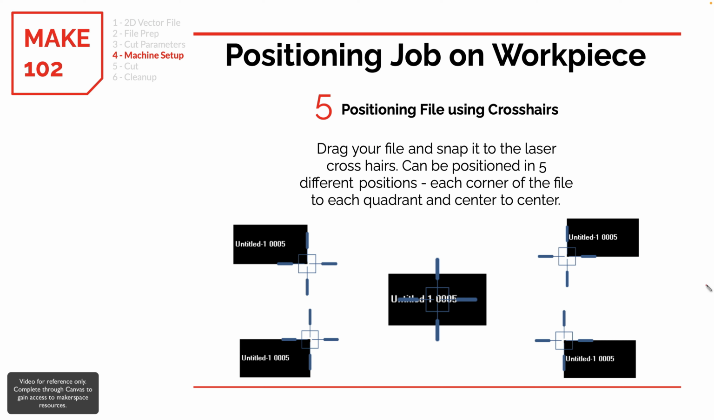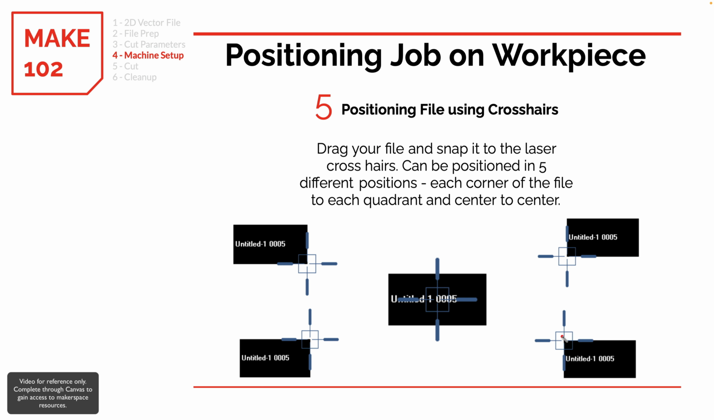So here are 5 different options. If we were to place the crosshairs in the middle of our job, then the red laser pointer would be right here and the job would be cut around the laser pointer. If we were to put the crosshairs here, the job will be cut to the left and upper of our laser pointer. If we were to place the crosshairs here and our job here, the job will be cut to the lower right of our laser pointer.